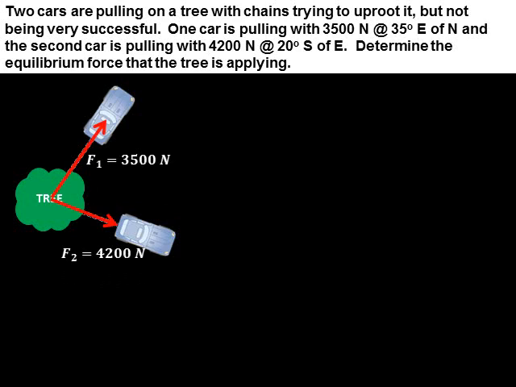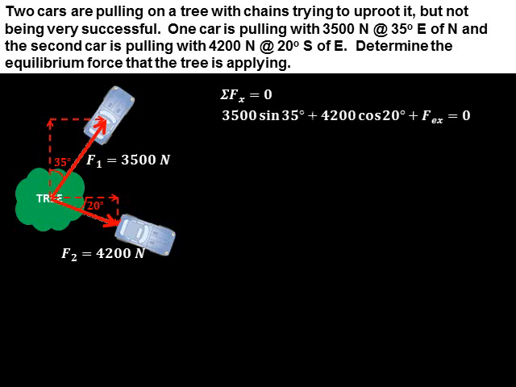So we got these two forces, force 1 and force 2. They each have their angle, and we're going to break each one of those into components, because the net force in the x direction and the net force in the y direction are going to be 0 since it's not accelerating. Now the tree is going to be applying a force back, so we need to figure out what that force is. Now there's an x component and a y component to that, the force that the tree is applying. So we do the net force in the x direction.